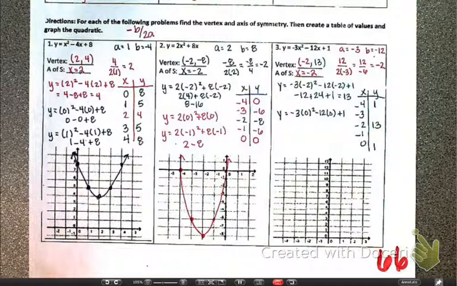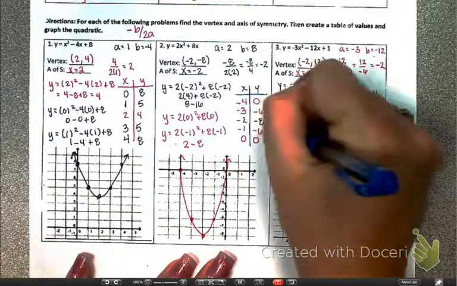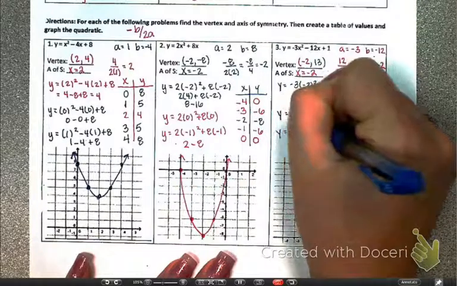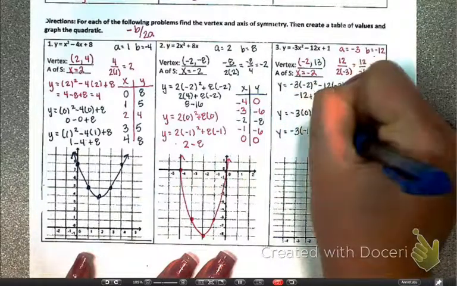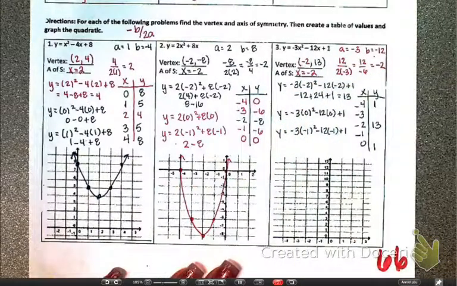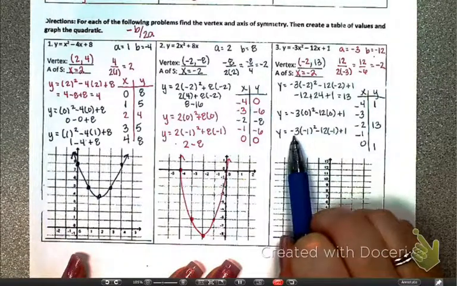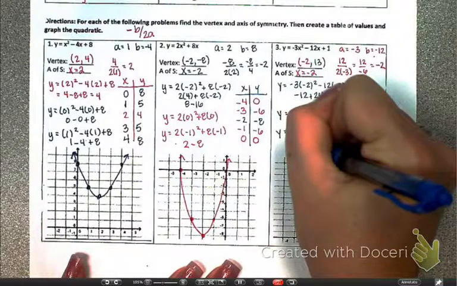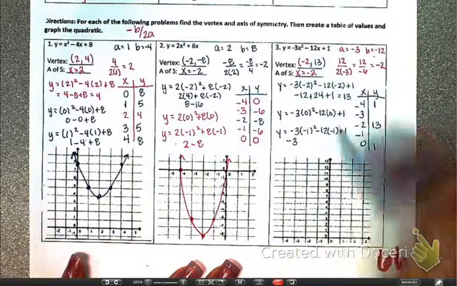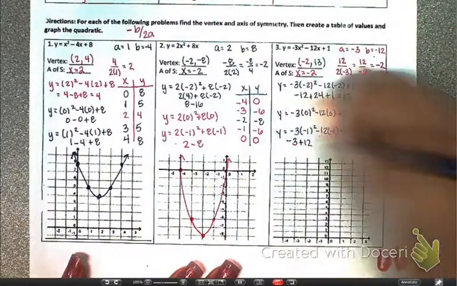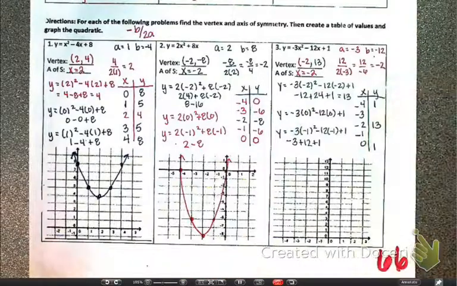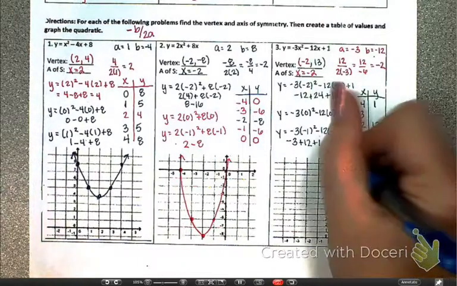What else would you like to plug in? -1? Okay. -3 times -1 squared minus 12 times -1 plus 1. -1 squared is 1. 1 times -3 is -3. -12 times -1 is a positive 12 plus 1. -3 plus 12. 9. 9 plus 1?